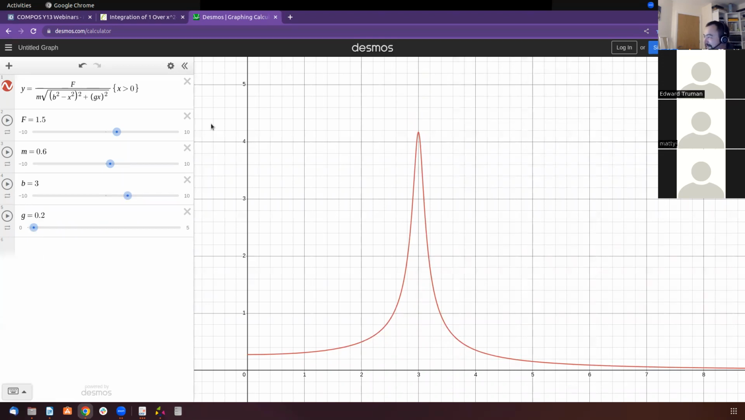You've probably seen this picture. This is the amplitude of driven oscillations. And we can see that when the driving frequency gets close to the natural frequency of the oscillator, the amplitude increases greatly. This is resonance. This is the resonance curve.